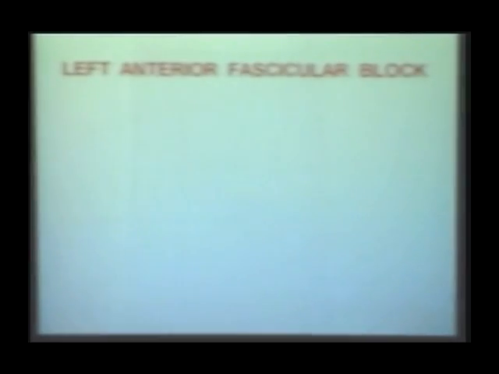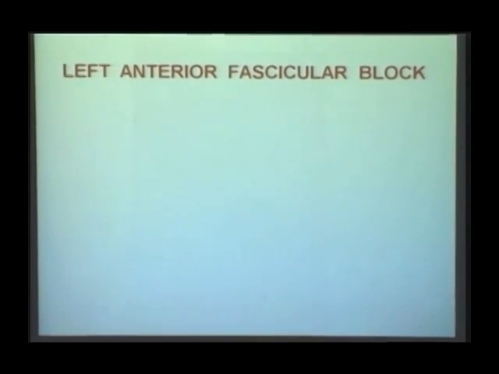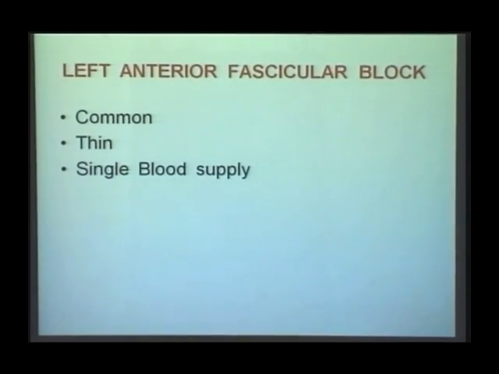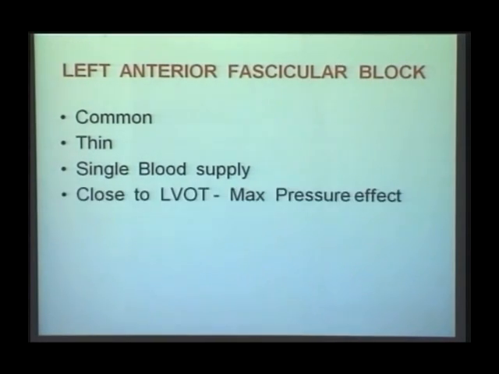So let us imagine what's going to happen in left anterior fascicular block. Before that, there are some anatomical details. The most common of all three fascicular diseases is the left anterior fascicular block. The commonest is left anterior fascicular block. Why? It is because it is a thin fascicle, and it has a single blood supply by the left anterior descending artery. And it is related to the left ventricular outflow tract, which has so much pressure stress.